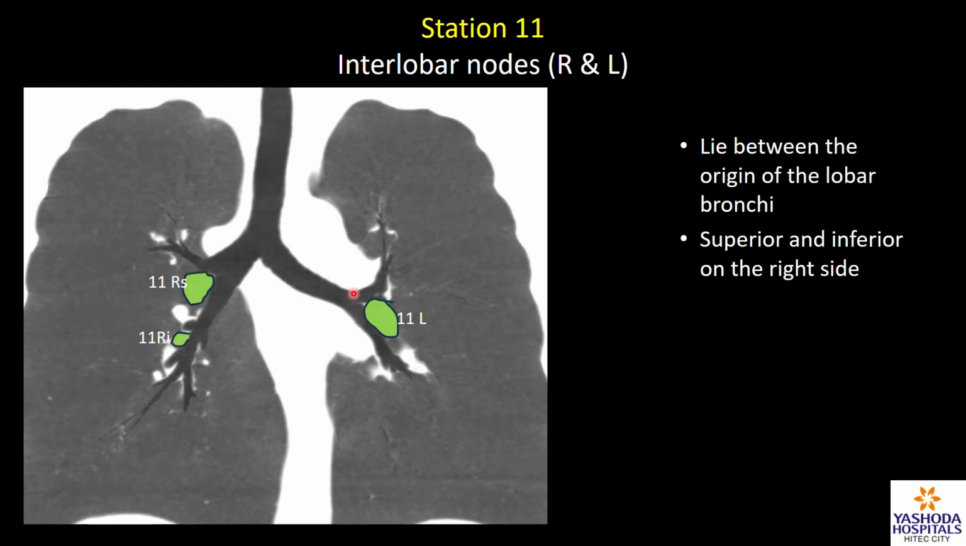Station 11 would be interlobar nodes. Now on the right there are two divisions, right superior and right inferior. Right superior would be from the upper lobe bronchus to the level of the bronchus intermedius, and the inferior would be between the middle lobe bronchus and the lower lobe bronchus. Whereas on the left it will be between the upper lobe bronchus and the lower lobe bronchus.